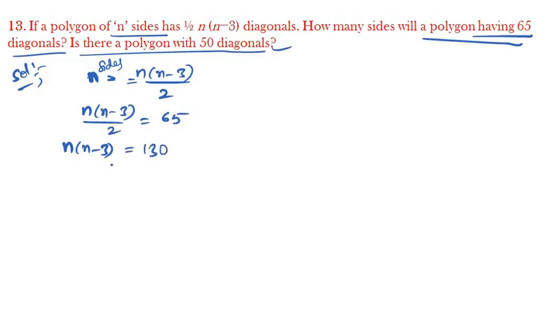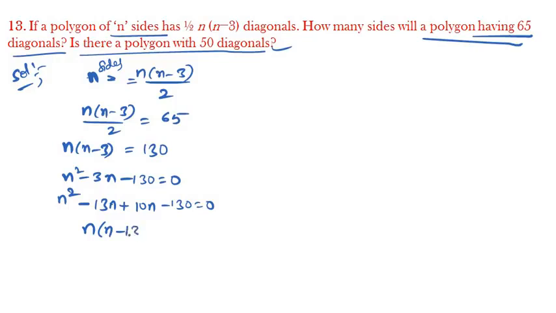So we have to factorize this: n square minus 3n minus 130 is equal to 0 here. So n square minus 13n plus 10n minus 130 is equal to 0. n common, n minus 13, and plus 10 common, n minus 13, is equal to 0. So n is equal to minus 10 and n is equal to 13. From this, n is equal to 13 we will take as the number of sides.